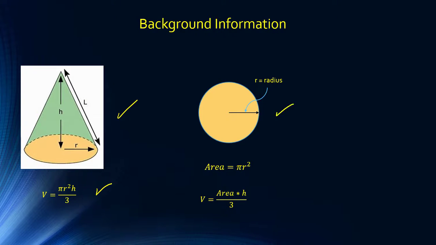The base of the cone is the circle, and the distance from the center of the circle to the circumference is called the radius. And as a reminder, the area of a circle is pi r squared. And if we take the formula for the area of the circle and put it into the formula for the volume of a cone, it'll reduce to the volume equals the area times the height of the cone, the quantity divided by 3.